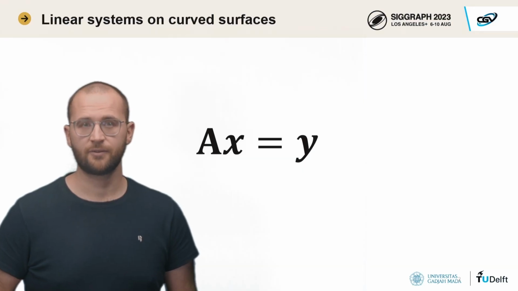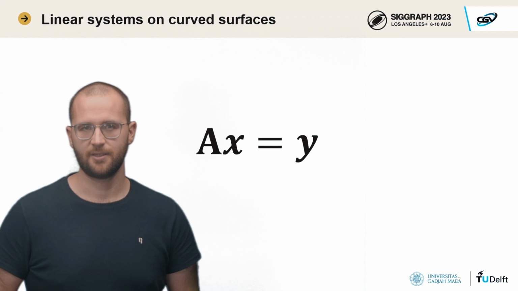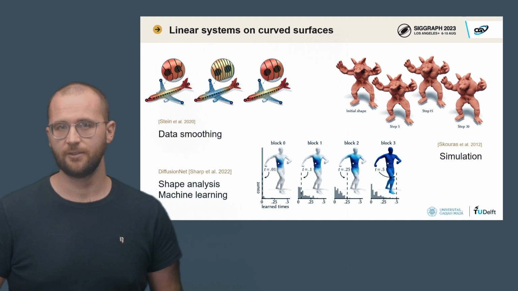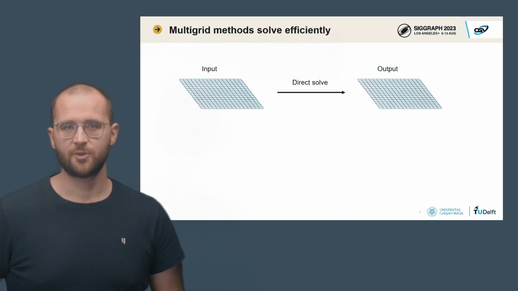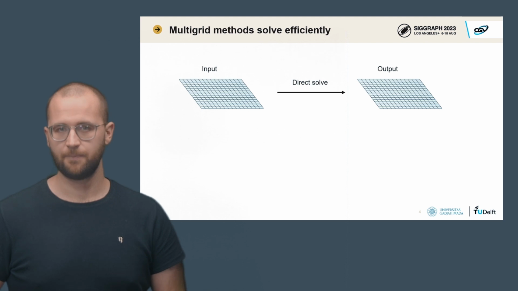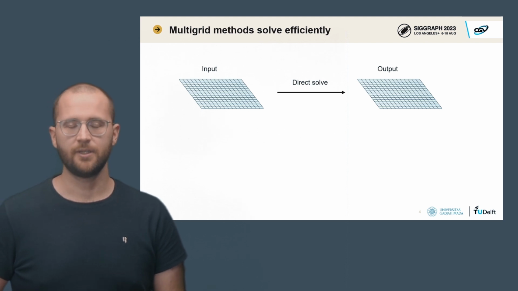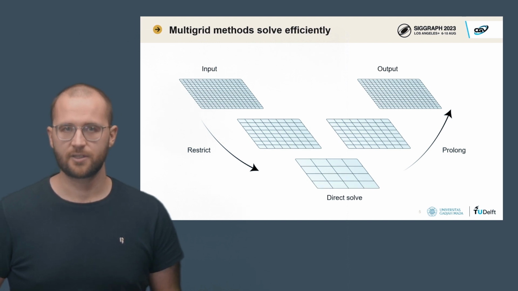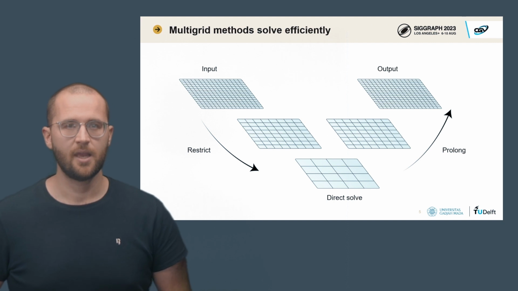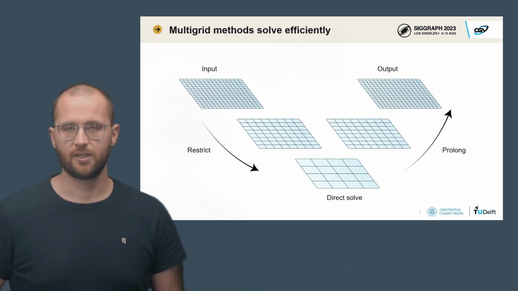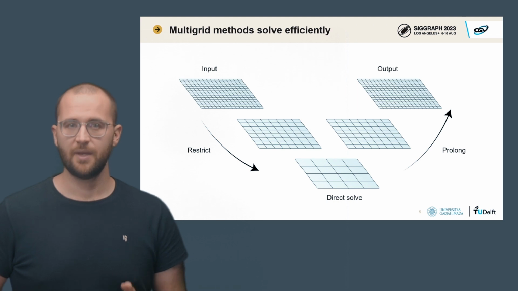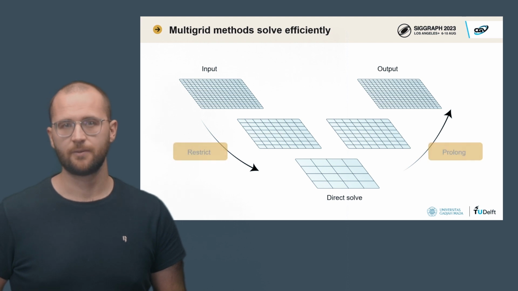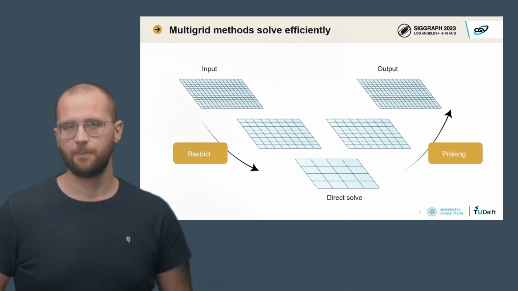Linear systems on curved surfaces show up in many places in geometry processing: smoothing data, simulation and animation, and shape analysis and machine learning. One way to solve these systems efficiently is to use a multigrid method. The idea is to solve the system not only on one grid, but on several grids of varying size. Because iterative solvers converge very quickly depending on the grid size, the use of multiple grids improves the convergence of the solver. The basis of a multigrid solver is the grid hierarchy and the associated prolongation and restriction operators that map between the grids of the hierarchy.